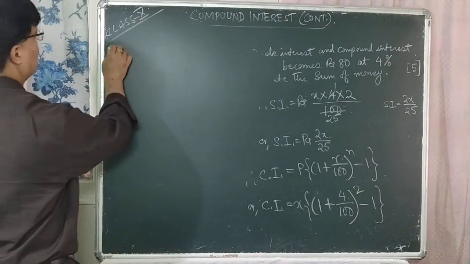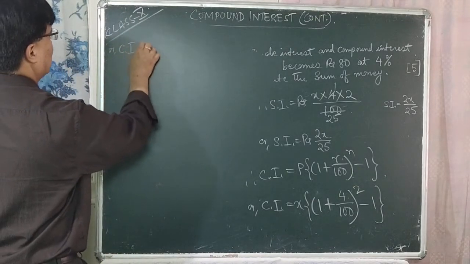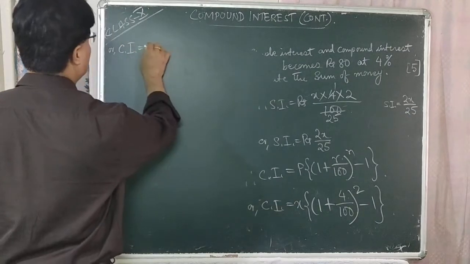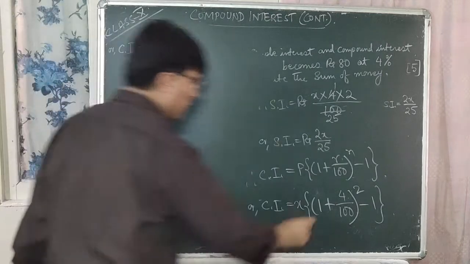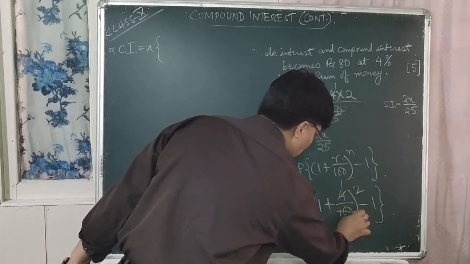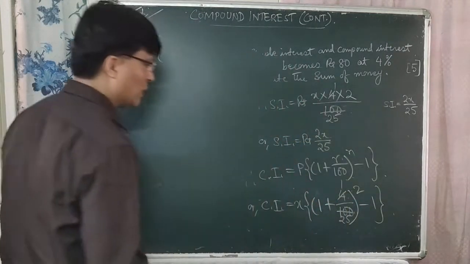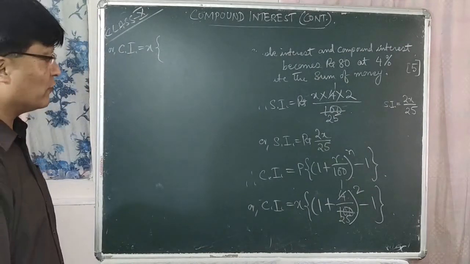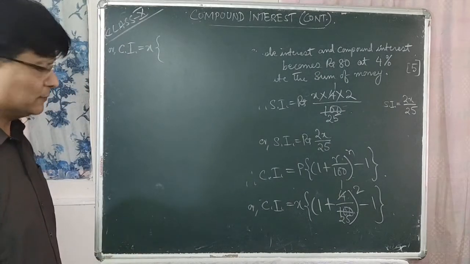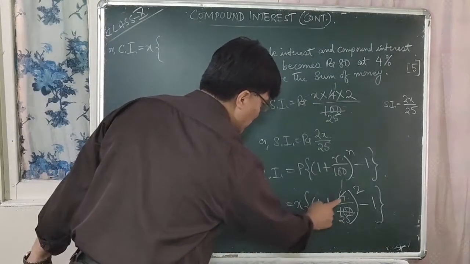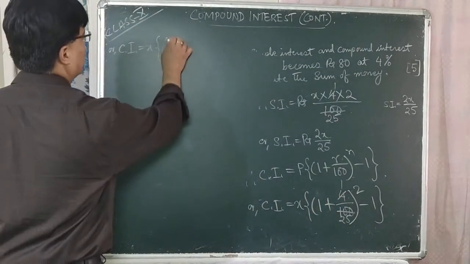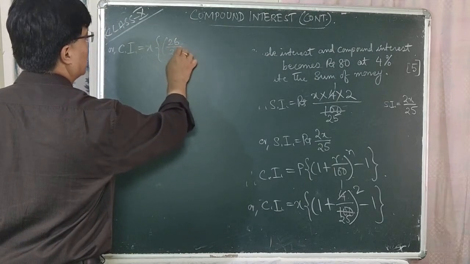Now let us simplify it. CI is equal to x, now within the second bracket, you can cancel it. 4 1s are 4, 4 2s are 8, 4 5s are 20. Isn't it? 25 times 4, 25 is 100. 25 ones are 25 plus 1 is 26. So it is 26 by 25.